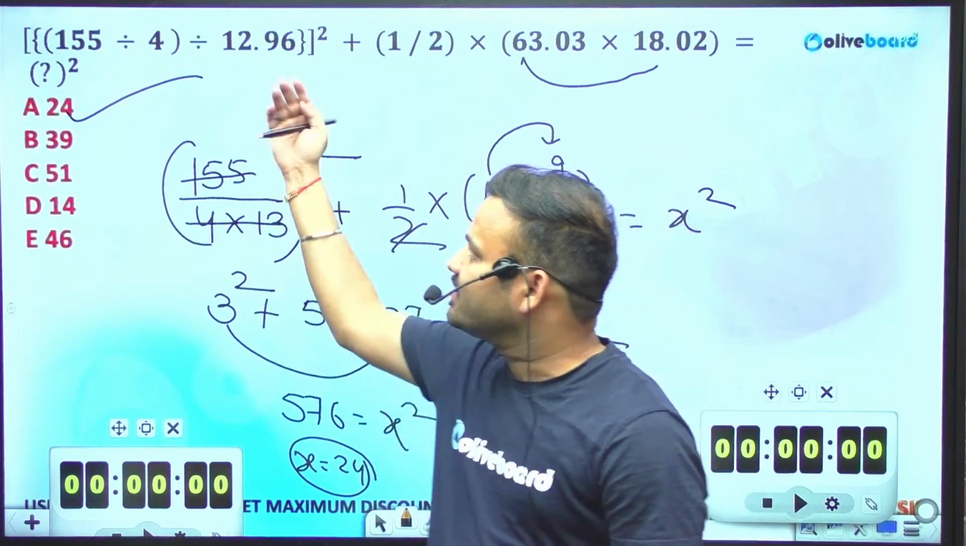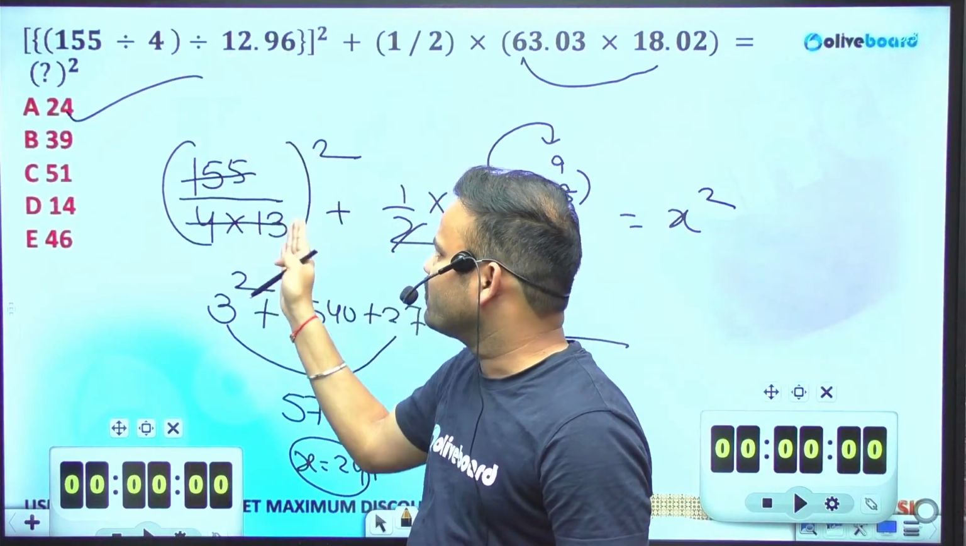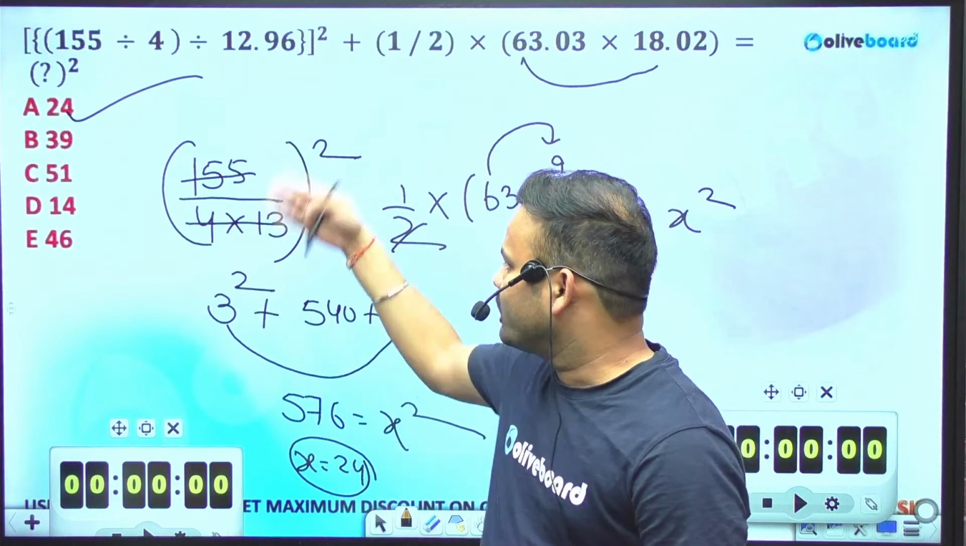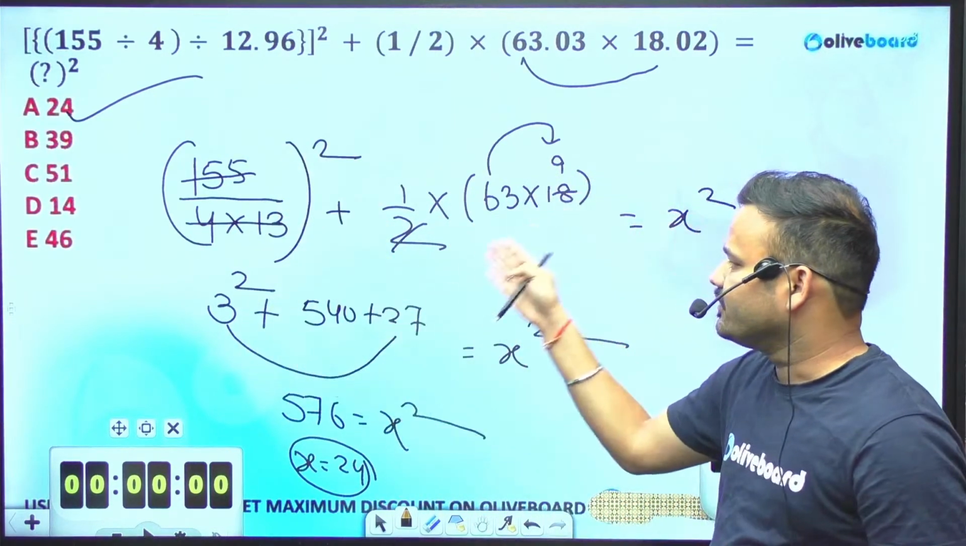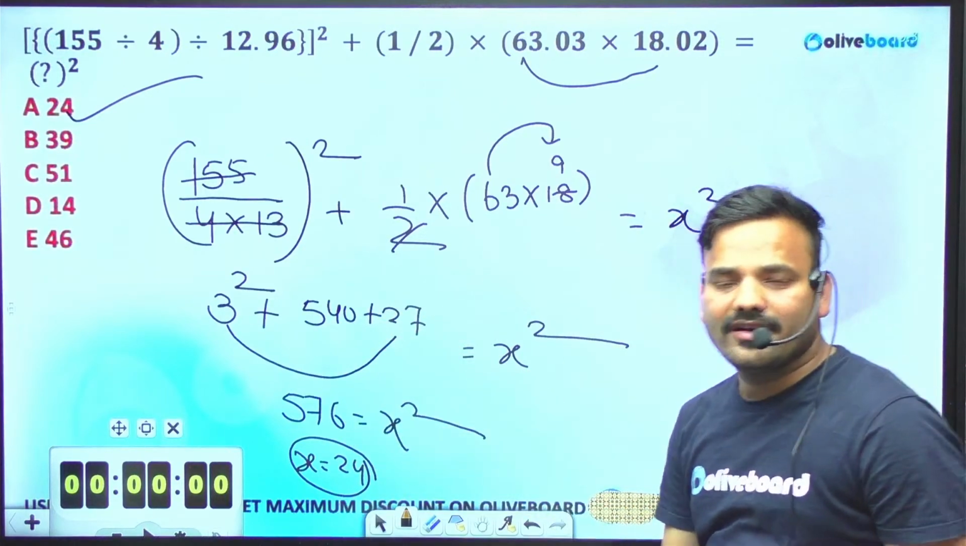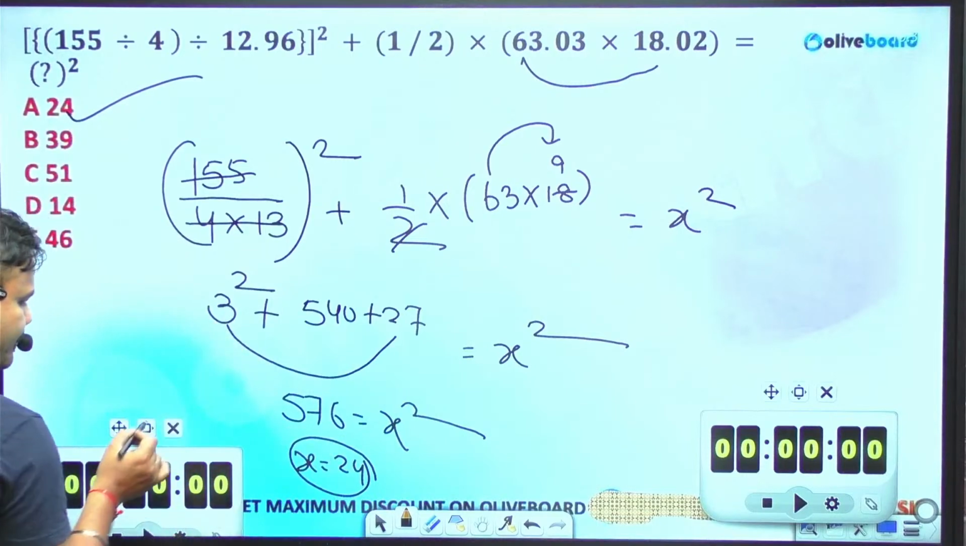So I took a risk, 155 divided by 4. I didn't do it exactly. So that is 13. 13 into 4 is 52 and 52 is almost 3 times. Fine, 3 square is 9 and this is 27, 540. So altogether it's 576, which is approximate, which is a square of 24. But this is not the real value. Okay, I made an approximation over here.